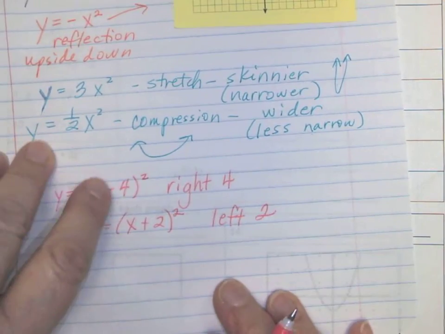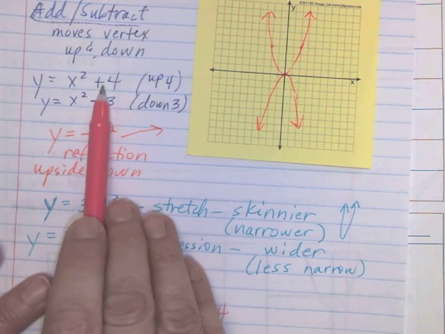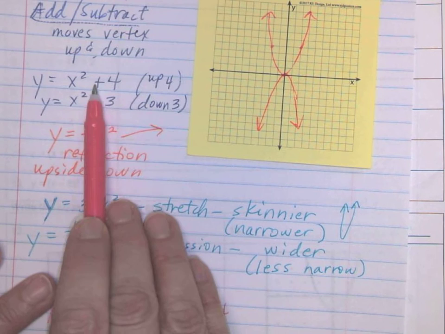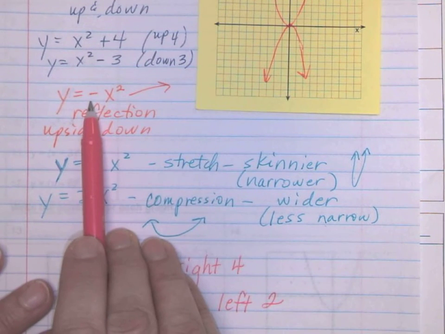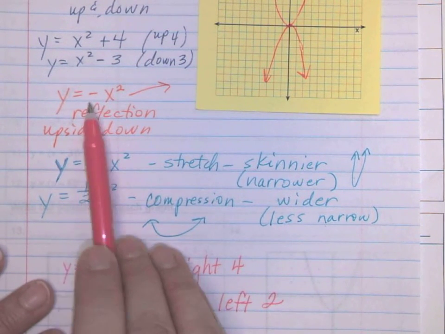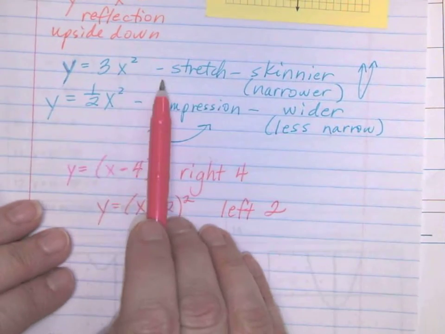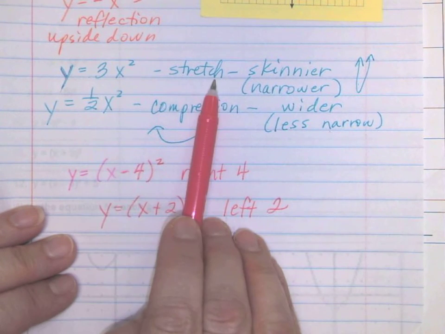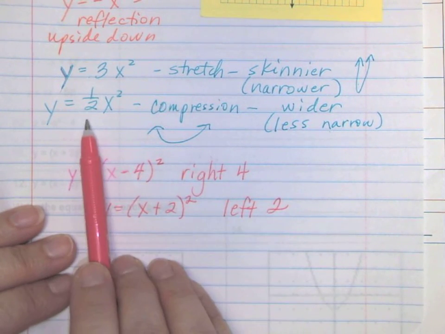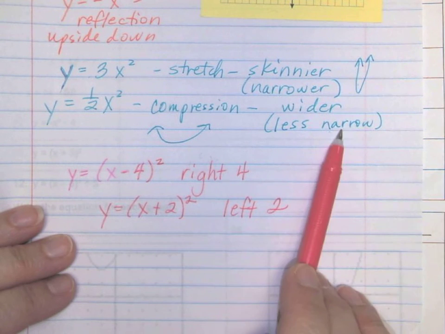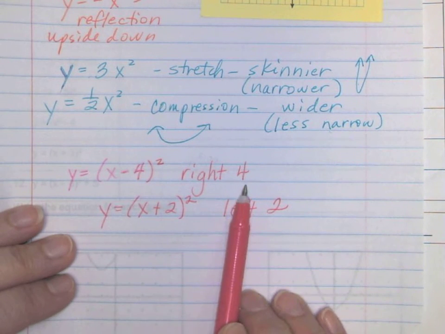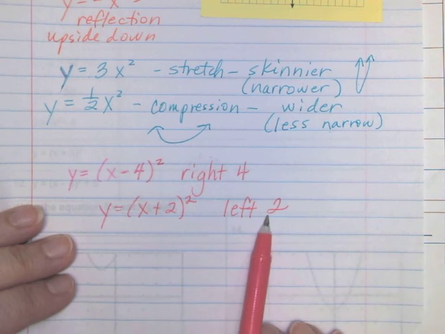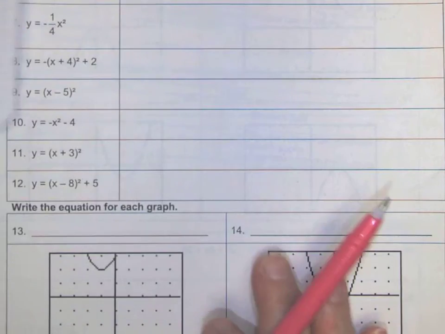So your transformations are, when you add a number to the x squared, positive is up, minus is down. When you put a negative in front of the x squared, it's a reflection, and it flips it upside down. A bigger number than 1 is a stretch, which makes it skinny. A fraction is a compression, which makes it wide. In the parentheses, a minus moves it to the right 4. In the parentheses, a plus moves it to the left.